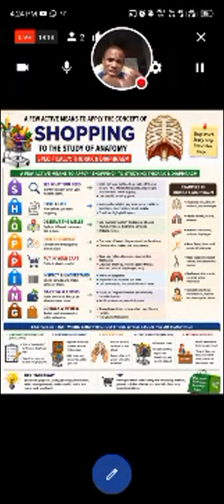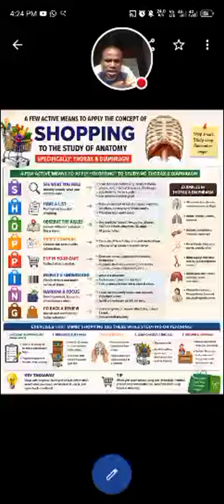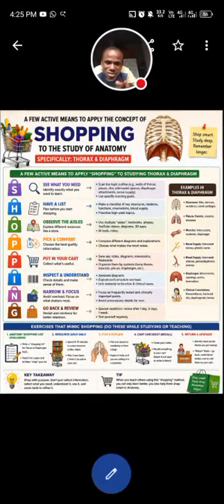See what you need. You need to make up your mind. What do you want to study? What do you want to display? What do you want to share? You need to have a list. What do you want to study? I want to look at anatomy of the thorax and diaphragm. That's what I have in my list. So I won't buy anything else. I won't look at anything else except this.